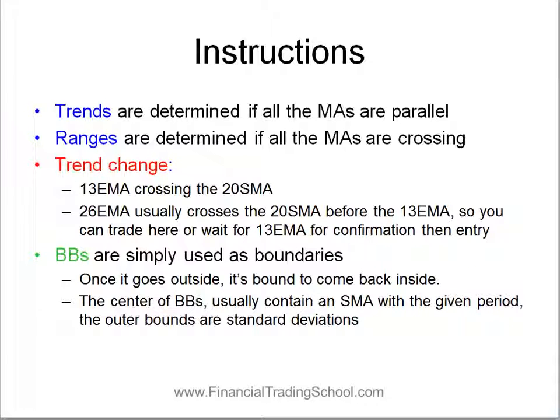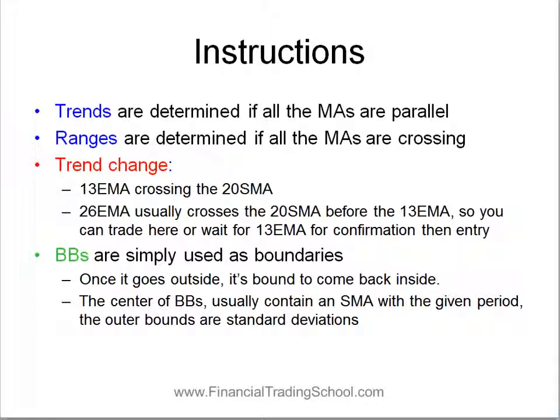And how you spot this is when there's a trend change. Typically, the 13 EMA will cross the 20 SMA, either up or down. That determines the trend change is going up or down. And typically what I've noticed, this is my own modification, I guess, is the 26 EMA usually crosses the 20 SMA before the 13 EMA. So you can either trade here or wait for the 13 EMA for confirmation and then enter. It's up to you, but these are all guidelines. Just put it on your chart, then see what you notice, and then trade accordingly.